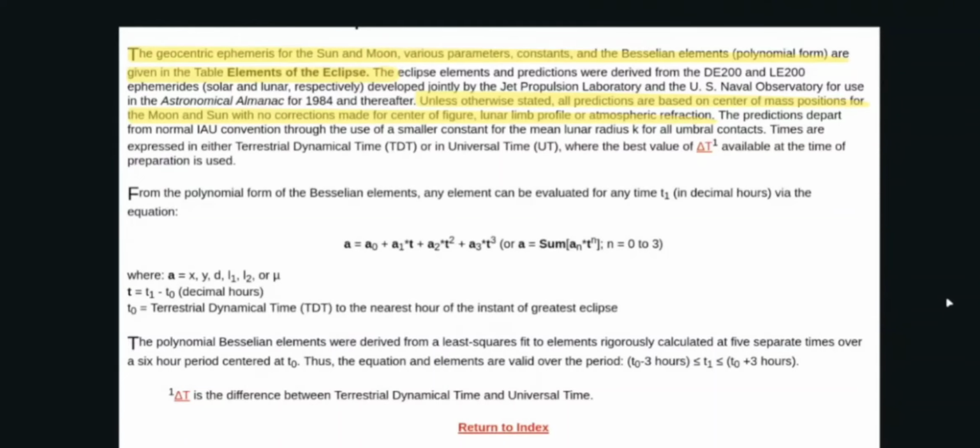I see what you're saying. Can you guys still hear me? Oh yeah, I see what you're saying. So the gravitational center of mass position, so like the barycenter, right? Oh yeah, that's what I meant.